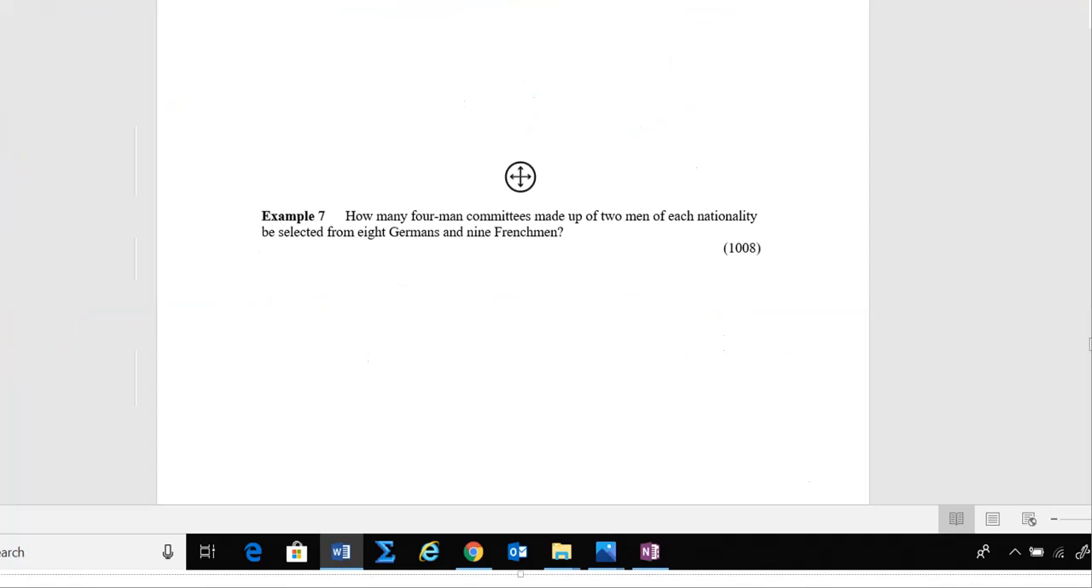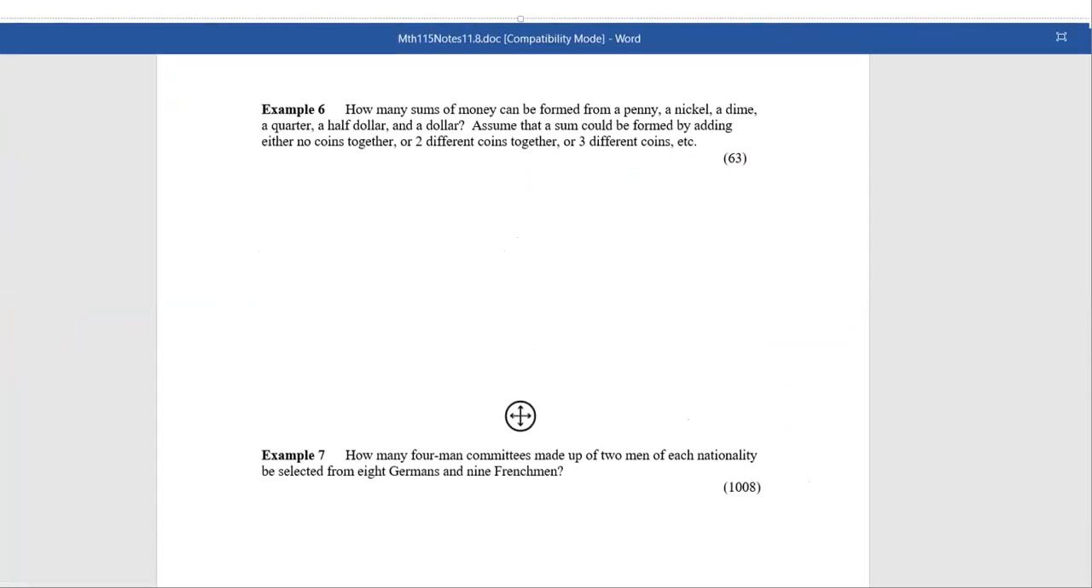Now we got a couple other problems here. How many sums of money can you form with a penny, a nickel, a dime, a quarter, half dollar, and a dollar? These are all coins. Assume that a sum can be formed by adding either no coins together. Okay, so you just pick a coin, that's it. You're not adding any coins together. So you just pick one of the, let's say, 1, 2, 3, 4, 5, 6. We've got 6 different coins all together. Now let's look at this.